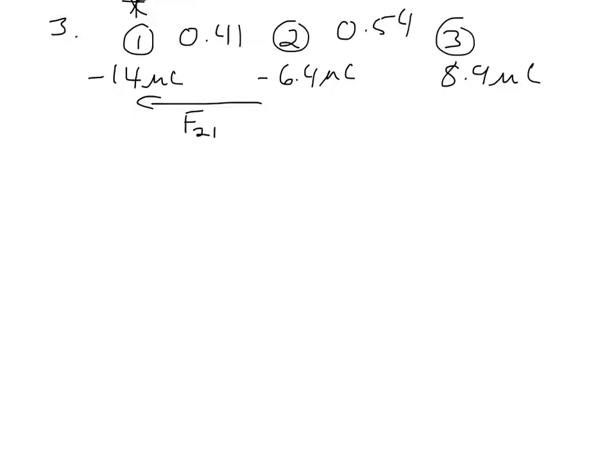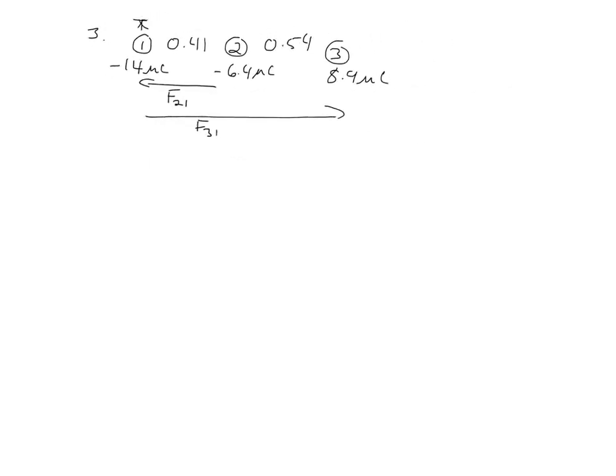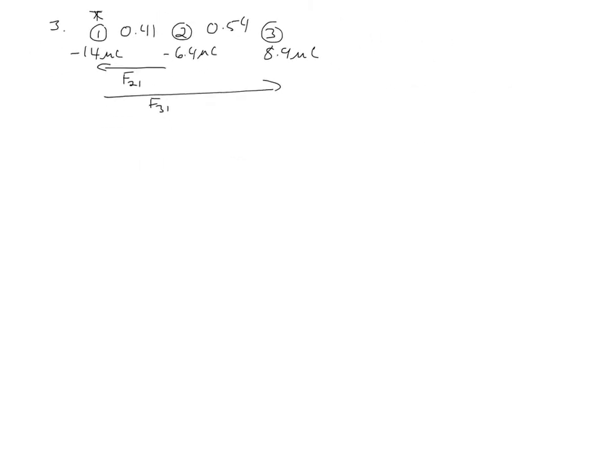And for 3, we have force 3 on 1. They're attractive, so if 1 was moving and 3 was stationary, 1 would be moving to the right. So it's going to be force 3 on 1 moving to the right there. I'll shrink this part down a little bit. Alright, so we're going to find these two and end up subtracting them. So first we'll find force 2 on 1.